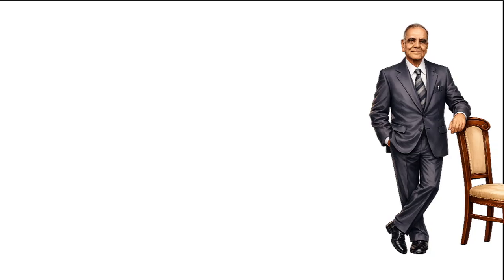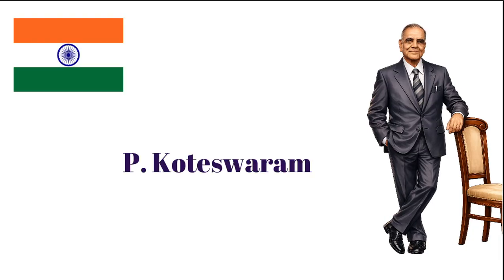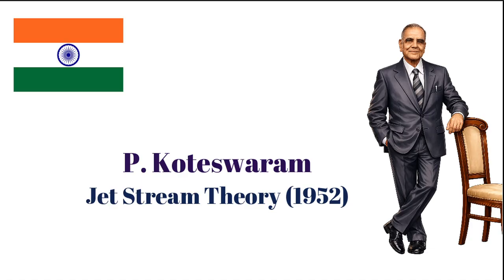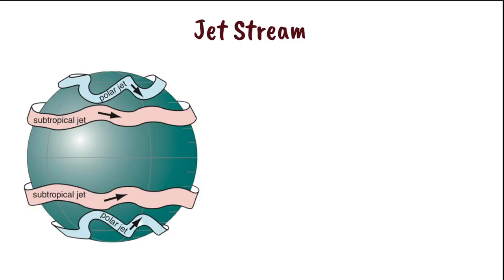The final one. The jet stream theory of P. Koteswaram is one of the most accepted modern explanations for the origin of onset and withdrawal of Indian monsoon. It mainly focuses on the subtropical jet stream in controlling the incoming and outgoing of monsoon winds over the Indian landmass. So first, we need to understand what is a jet stream.